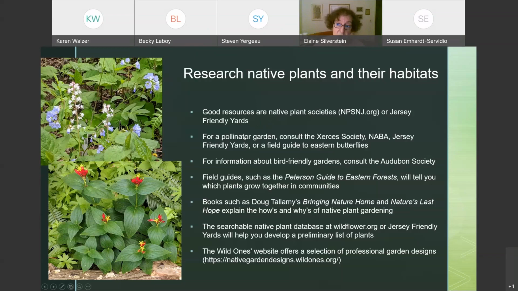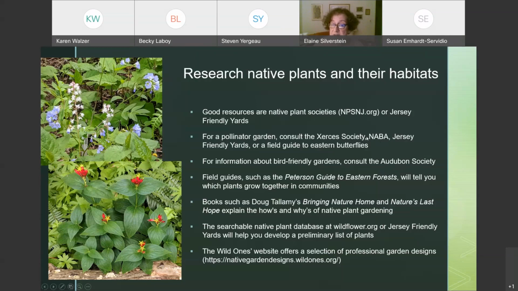For a pollinator garden, if you specifically want a pollinator garden, consult the Xerces Society or NABA. Again, Jersey Friendly Yards and field guides to eastern butterflies. Good ones will list the host plants of the butterflies. NABA is the North American Butterfly Association.